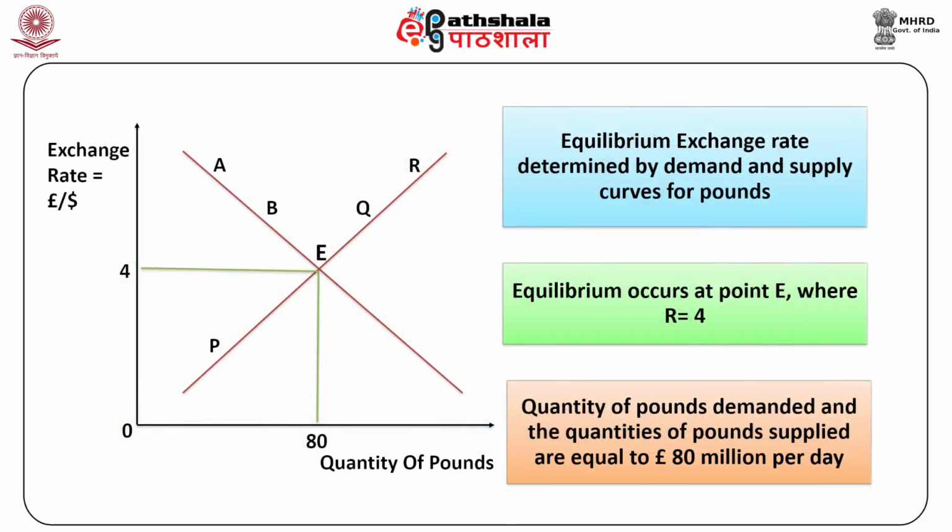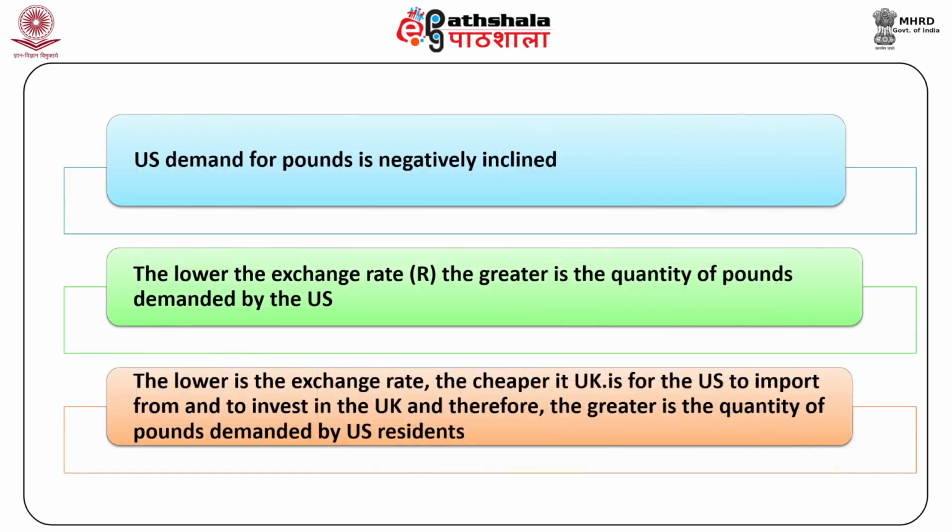Figure shows the determination of the equilibrium exchange rate between US and UK under a framework of flexible exchange rate system. The equilibrium exchange rate is determined by the intersection of demand and supply curves for pound at point E, that is at R = 4. At this point, the quantity of pounds demanded and quantity of pounds supplied are equal to 80 million per day. The US demand for pound is negatively inclined, indicating that the lower the exchange rate, the greater is the quantity of pounds demanded by the US.